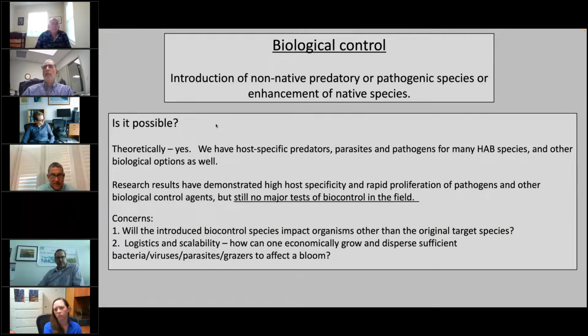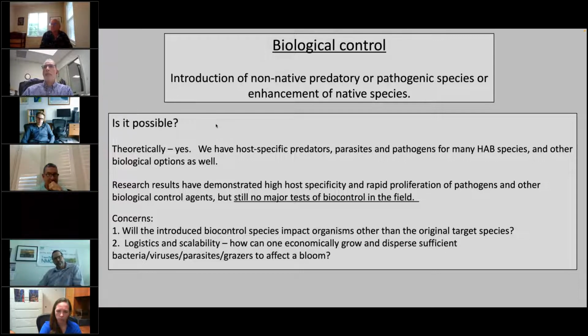On the biological side, I could talk for an entire hour on this, but I won't. There are many different biological approaches that are possible, with parasites or viruses or bacterial pathogens, and a number of them are either host specific or species specific. So you start to get that magic bullet type of precision here. But there still has been very little progress, and really still no major tests of biocontrol in the field on the scales of 1,000 square meters or something like that.